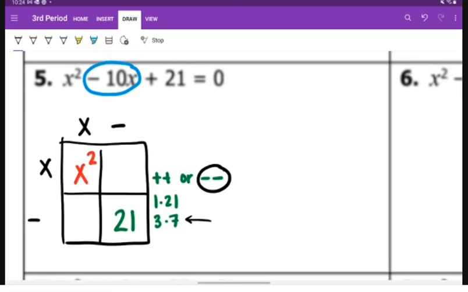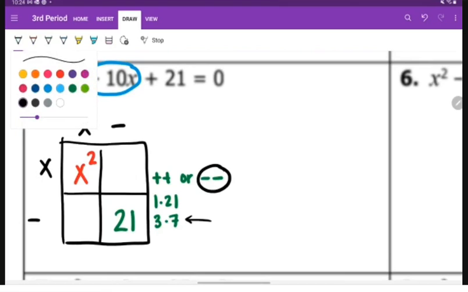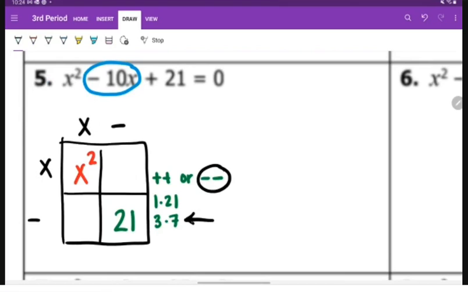So that continues our pattern. When the number in the bottom right is positive, you're looking for an additive pattern when you select from your list. When the number in the bottom right corner is negative, you're looking for a difference pattern, a subtractive pattern, to find which two numbers to choose off your list. All right, enough gabbing. Let me finish this out.